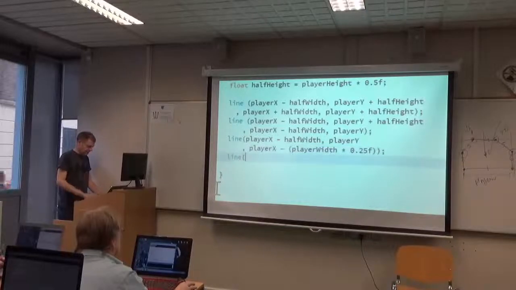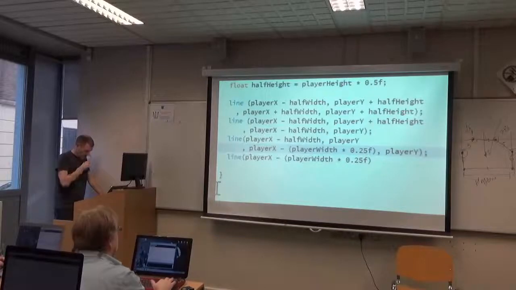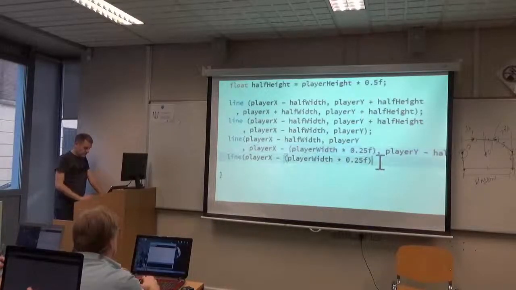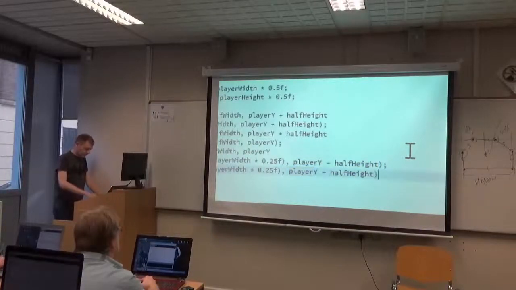Not forgetting that bracket there. Didn't we forget to put the y coordinate here? That's the player y, and this is going to be player y minus half width, or half height. Okay, so we have player x minus that, and then we also need the second set of coordinates there.